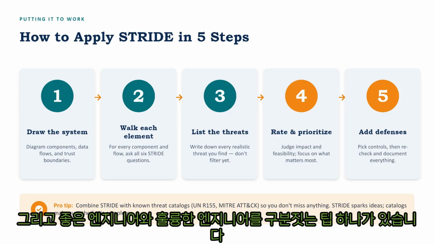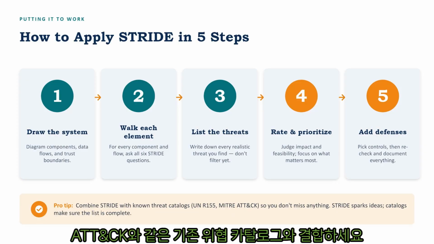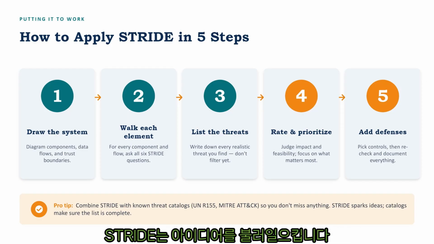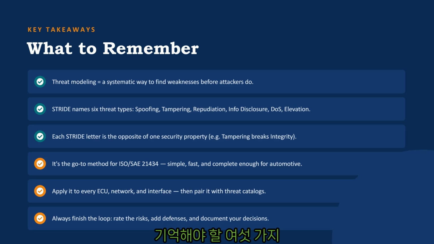And one pro tip that separates good engineers from great ones. Combine STRIDE with established threat catalogs, like the UNR 155 catalog and MITRE ATT&CK. STRIDE sparks the ideas. The catalogs make sure your list is complete. Let's bring it home. 6 things to remember.